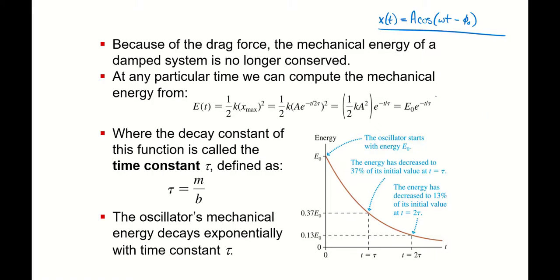If we want to describe a damped case, it's the same thing, except we have a slightly modified omega, and our amplitude depends on time. And then we get this exponentially decaying amplitude and exponentially decaying energy.